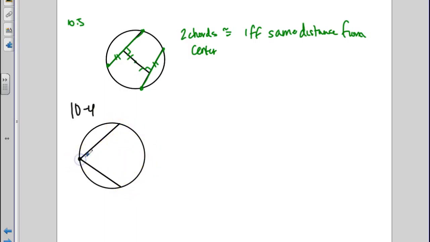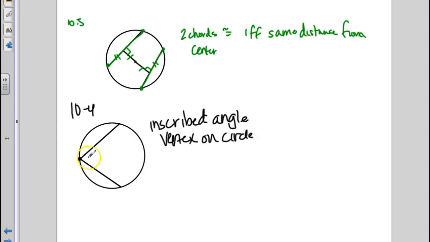If the vertex is on the circle, so this is an inscribed angle, the vertex is on the circle, then the angle measure is half of the intercepted arc, right? The angle measure is half of the intercepted arc. So if this is angle X and this is arc Y, X is going to be half of Y.